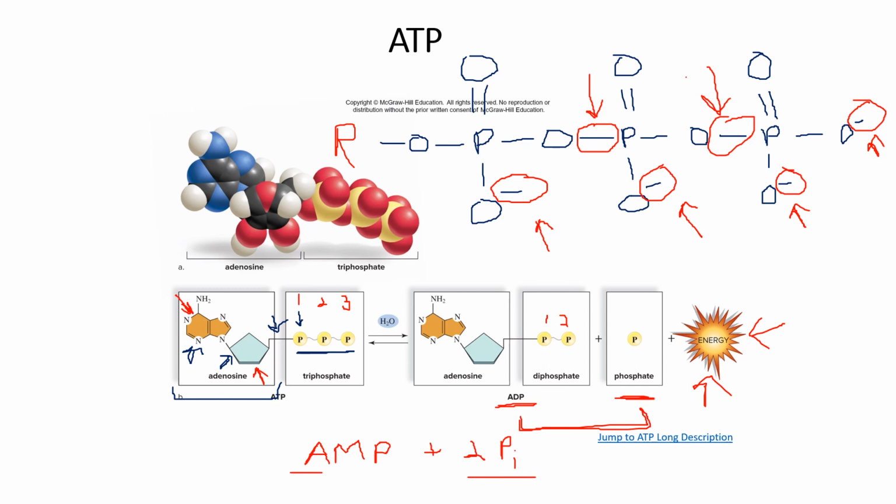And then function. Know that DNA is for information storage, storing genes, and RNA is for making proteins. And then know the structure of ATP and know that it's the main energy molecule of the cell.